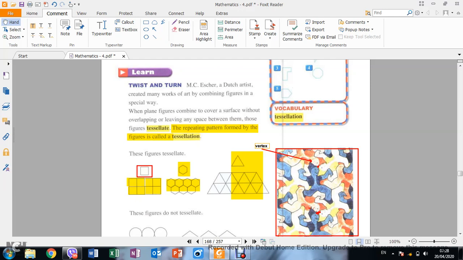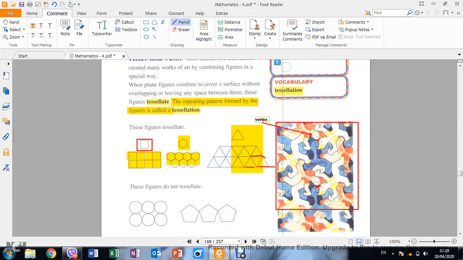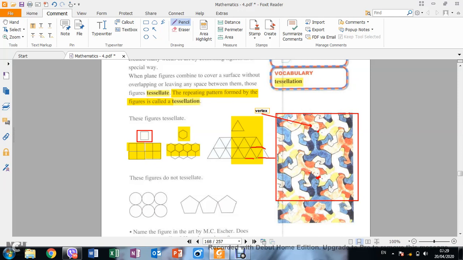Look, for example, wait a minute. This rectangle, look at this one. This one fits to this one without having any space between them or any overlapping together. So this is called tessellate. So we explained that there are figures we can't tessellate. For example, look.